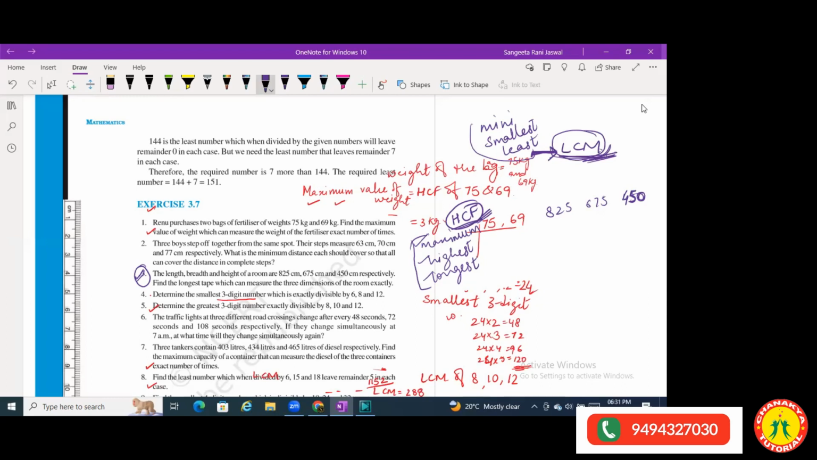Now see in this question, the length, breadth and height are given respectively. Find the longest tape. Now it is saying find the longest. Longest word goes for HCF. Longest tape which can measure the 3 dimensions of the room exactly. So here I don't see any molding in the question. Exactly means leaving no remainder, remainder zero. That means it is the HCF. If I find the HCF and I divide that number with that HCF number, I will get remainder 0.